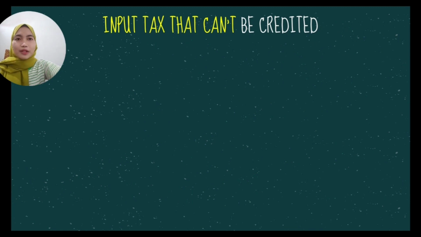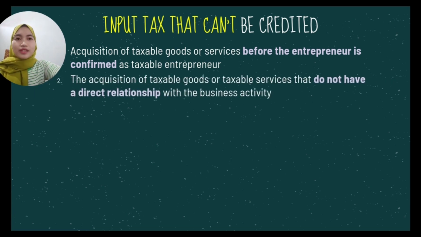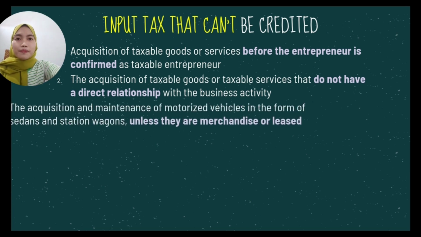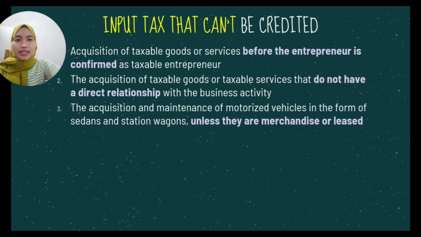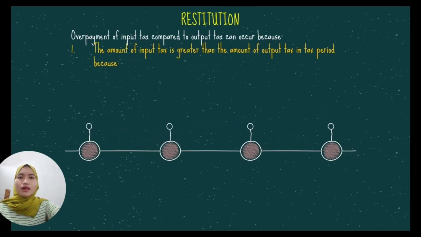And next, we discuss input tax that can't be credited. First, input tax that can't be credited from output tax if it comes from the acquisition of taxable goods or services before the entrepreneur is confirmed as a taxable entrepreneur. Second, the acquisition of taxable goods or taxable services that do not have a direct relationship with the business activity. Third, the acquisition and maintenance of motorized vehicles in the form of sedans and station wagons, unless they are merchandise or lease. Next, we discuss restitution.